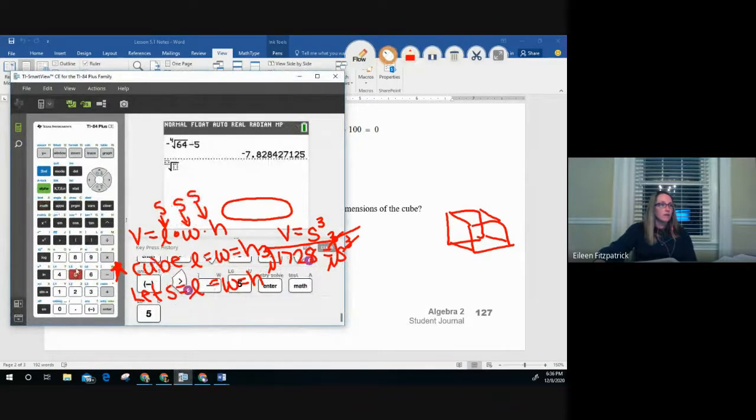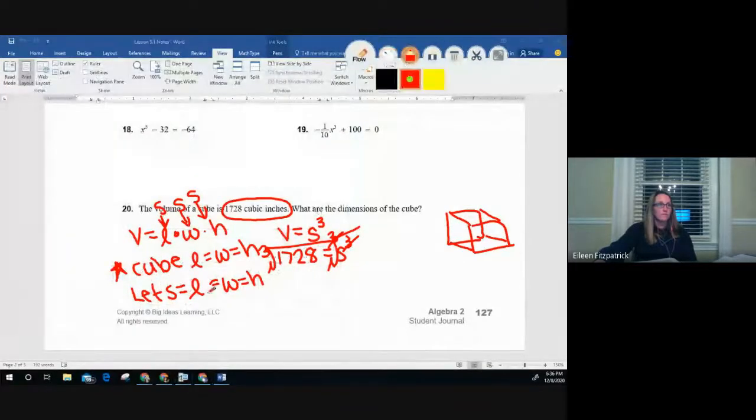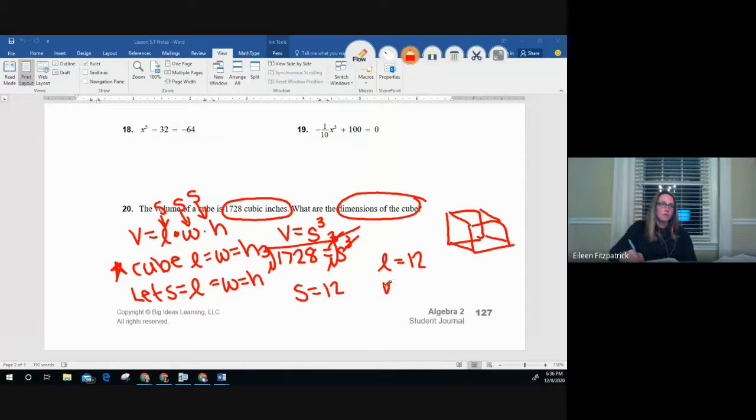Math, go down to option 5. We're looking for the cube root of 1728. And you get 12. So S is equal to 12. Okay, so what are the dimensions of the cube? The length is equal to 12, the width is equal to 12, the height is equal to 12, because each side is equal to 12.